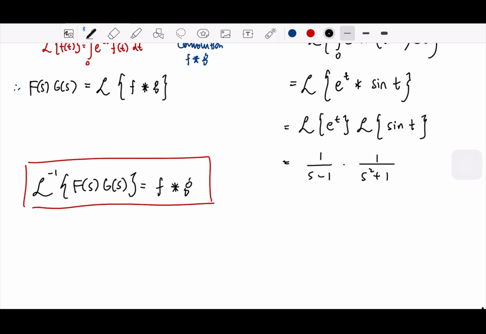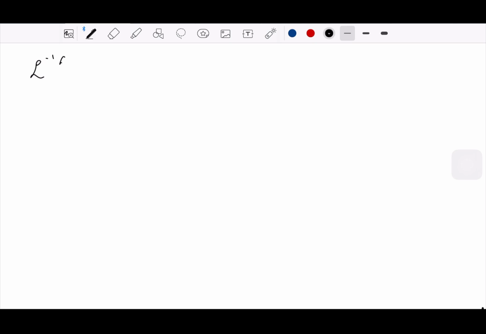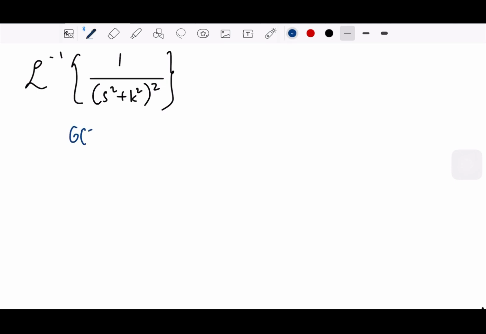Okay, let's see the example. Let's say we are going to evaluate Laplace inverse of 1 over s squared plus k squared, all squared. So the first step is to identify our F(s) and G(s). So F(s) and G(s) are the same, 1 over s squared plus k squared. So we imagine that there will be a multiplication inside here, which consists of F and G. So that's the first step. Identify F and G. So we identify that G(s) and F(s) are the same value of 1 over s squared plus k squared.